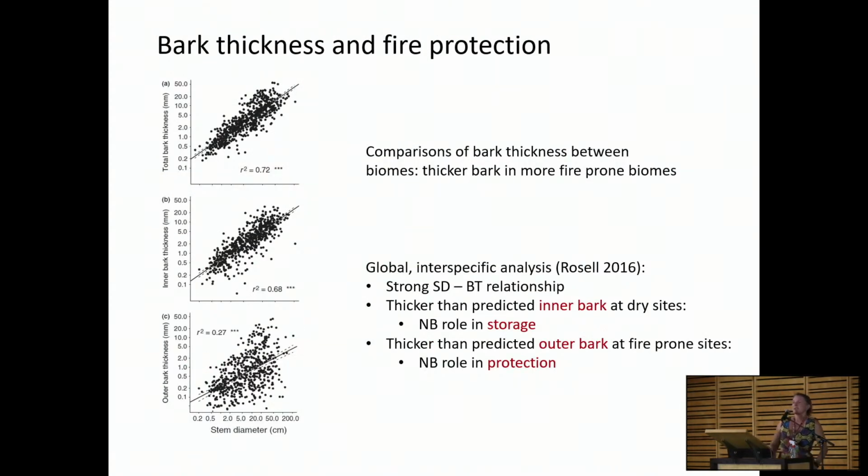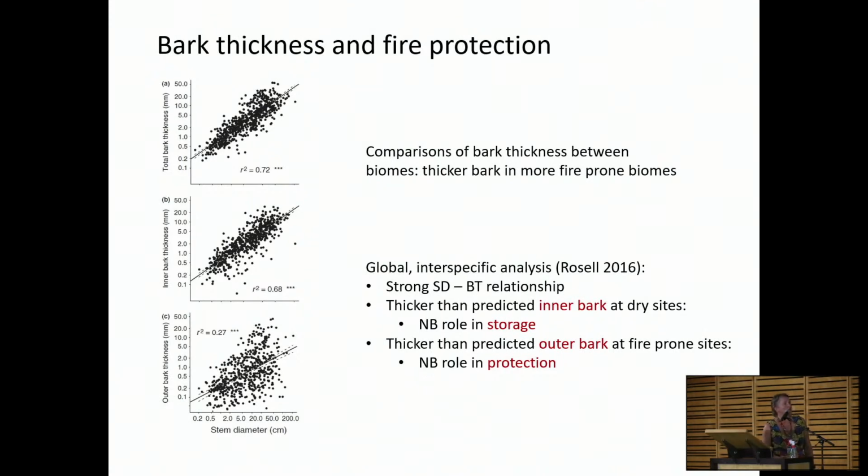Now, bark thickness has generally been seen as something that protects against fire. Pretty much every study that has compared forest trees with savanna trees between regions and within mosaics has found that savanna trees have got thicker bark. But according to Julieta, it gets a lot more complicated than that. She did a study of some 670 species from sites spanning from arid to mesic and all sorts of climatic conditions. And there is a general and also well-known allometry between stem diameter and bark thickness.